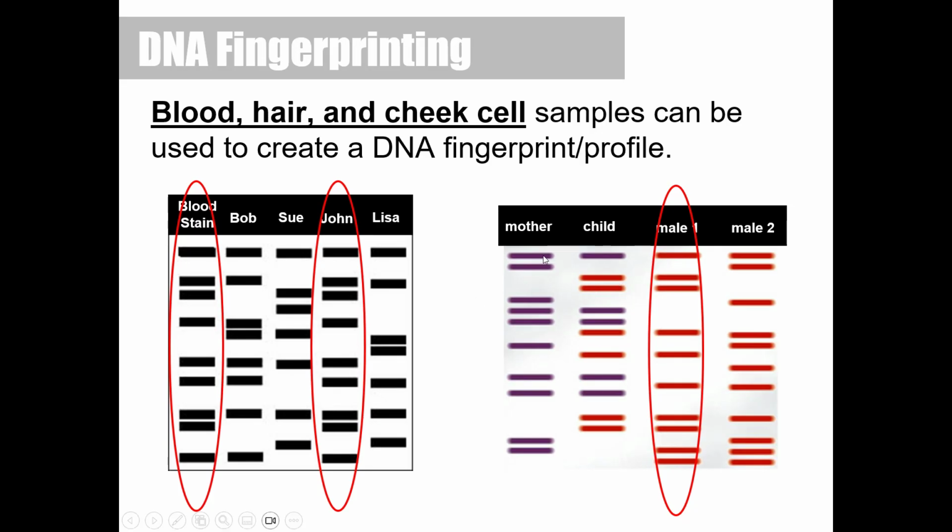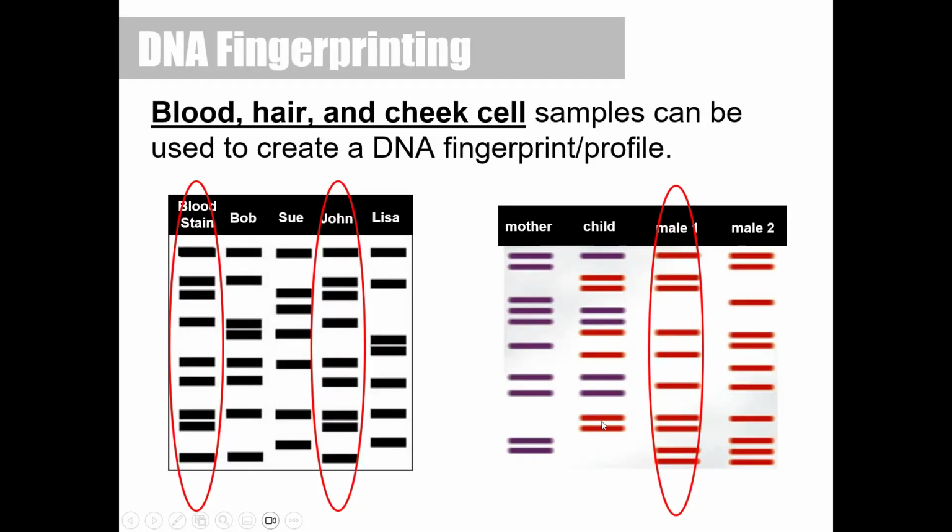Also, we mentioned earlier that DNA fingerprinting can be used to determine parentage. So remember, a child's alleles, 50% of its DNA comes from mom, 50% comes from the biological father. Using this idea, we can get a child's DNA, and we can get the mother's DNA, and then we can get suspected potential fathers of the child, and we can make a comparison to figure out which male, in this case, is most likely the father of the child.